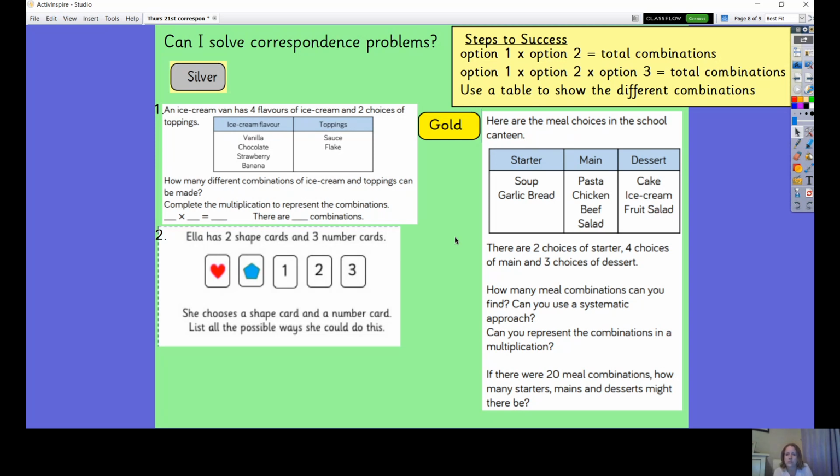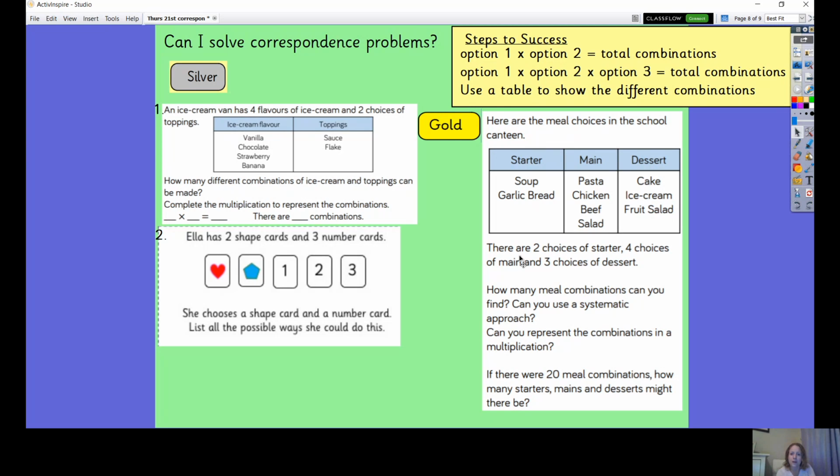So we've got 2 starters. So this is this one up here, isn't it? We've got 2 starters times 4 main courses times 3 puddings. So that would be 2 times 4 times 3. And we know how to multiply 3 numbers together because we did that the other week.